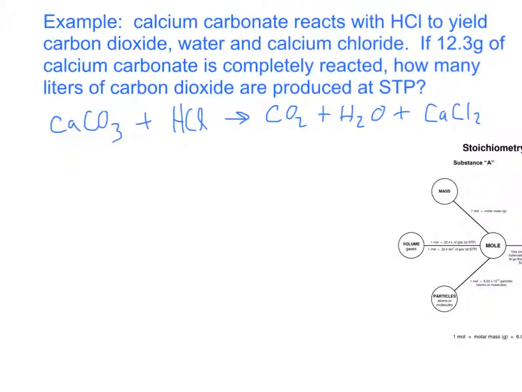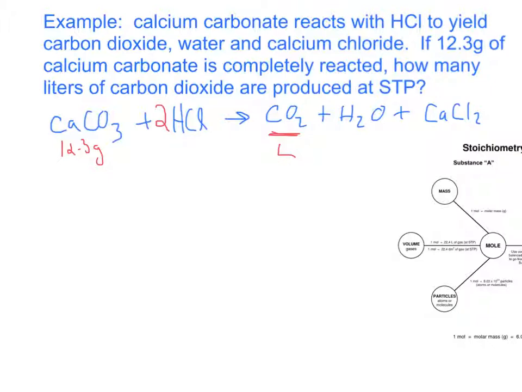Okay, if you've taken the time to balance it, you should see that you need to add a coefficient of 2 in front of the hydrochloric acid. All the rest of the coefficients are 1. What I generally like to do is just write down what I know to start with. I know that I have 12.3 grams of calcium carbonate, so I'm going to write that down here. And I'm supposed to find the volume of the carbon dioxide in liters.